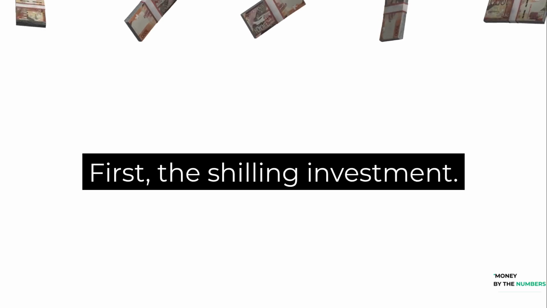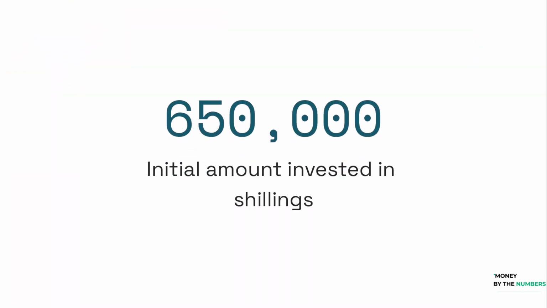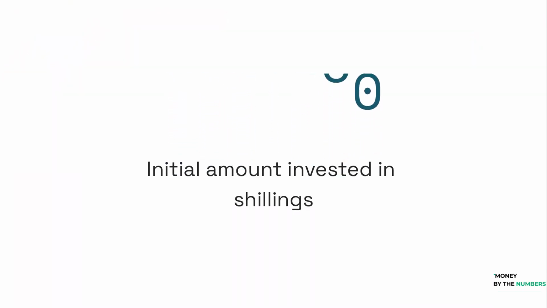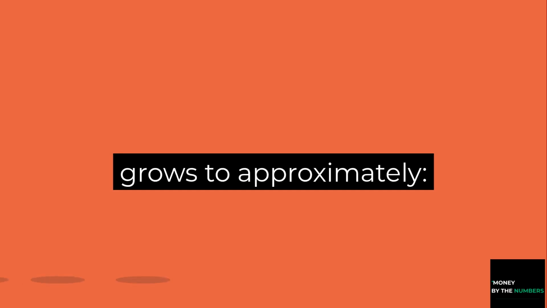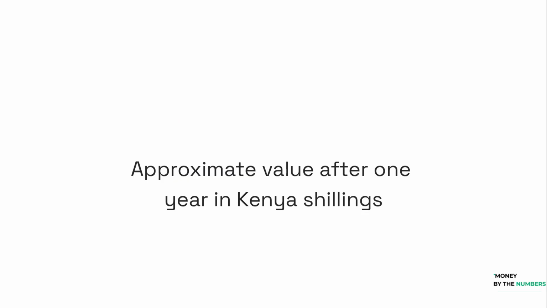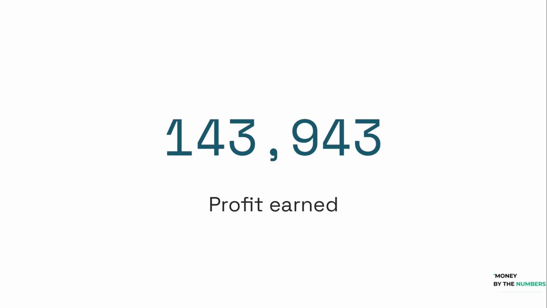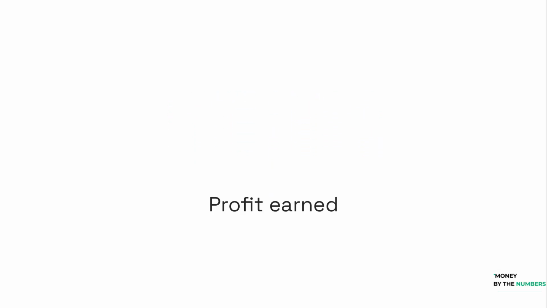First, the shilling investment. 650,000 Kenya shillings at 20% annually, compounded monthly, grows to approximately 793,943 Kenya shillings. That's a profit of about 143,943 Kenya shillings.